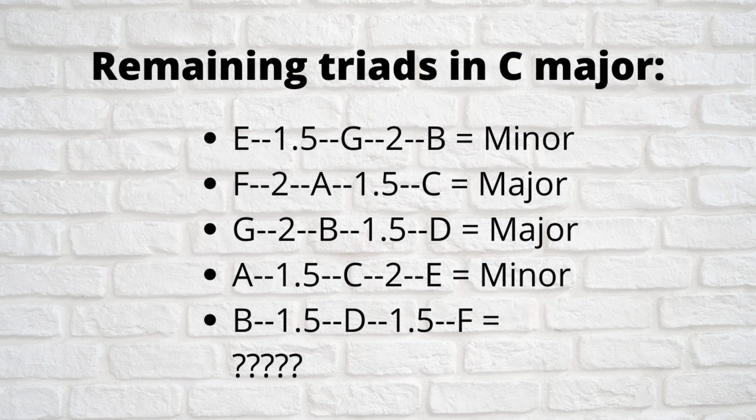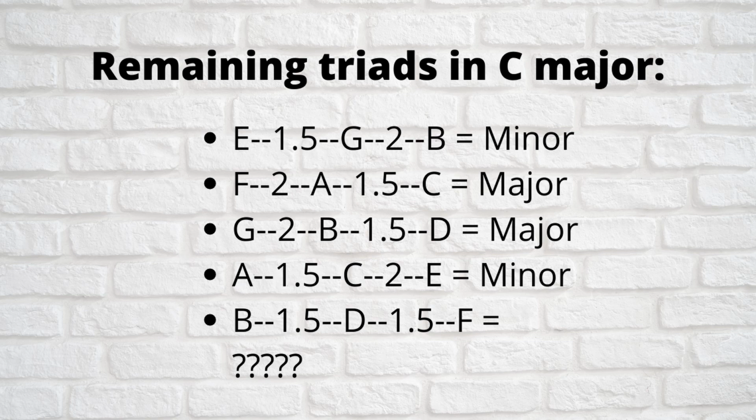Now when we come to the B triad, we're going to see something different, because the B triad is B-D-F. Now from B to D, that is 1.5 steps, because B to C is a half step and C to D is a whole step. From D to F, D to E is a whole step, and E to F is a half step. So from D to F is also 1.5 steps.